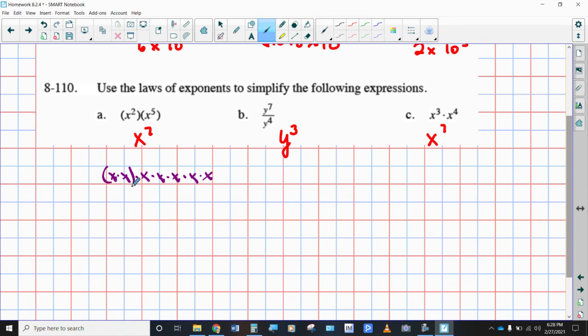This one, you had your parentheses here. This one, we had our parentheses like that. Same thing, x to the seventh.